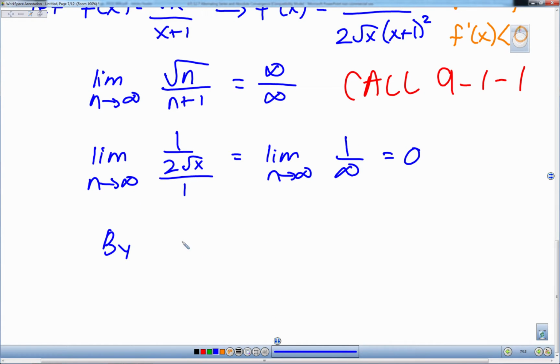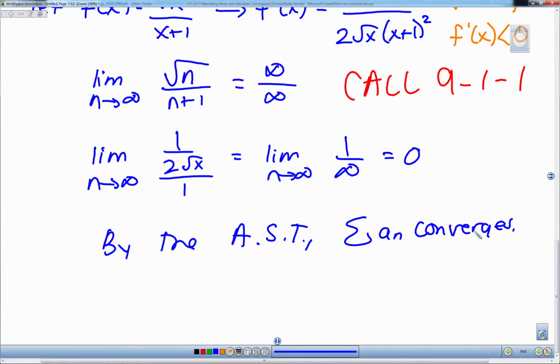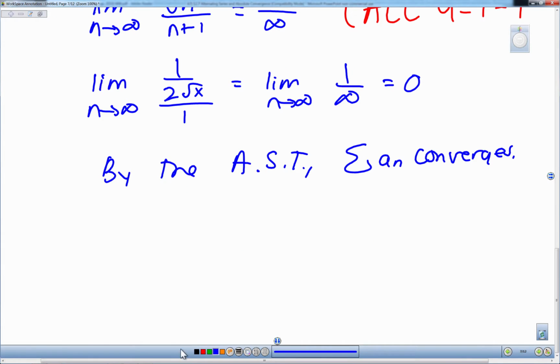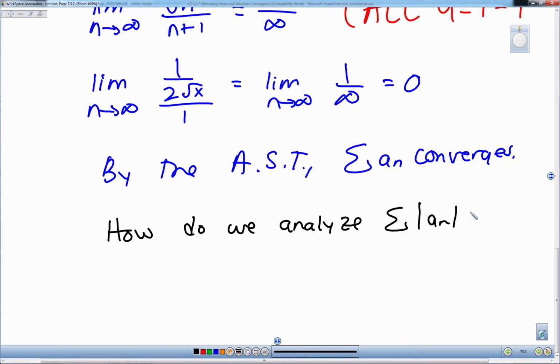Okay, so here's what we've got. By the alternating series test, our series converges. Does it converge conditionally or absolutely? Well, that's what we have to now investigate. So how do we analyze that particular series?